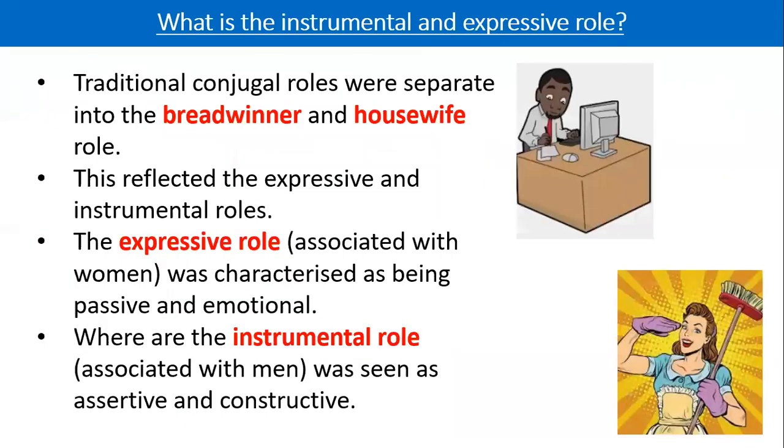So just going through, before we get onto that, the difference between expressive and instrumental. Traditional conjugal roles were separated into the breadwinner and the housewife role. They were a reflection of that expressive and instrumental role. The expressive role, associated with being a woman, is characterized as being passive and emotional, so good for sort of motherhood and whatnot. And the instrumental role is associated with men, so this idea of being assertive, constructive, going out and working.